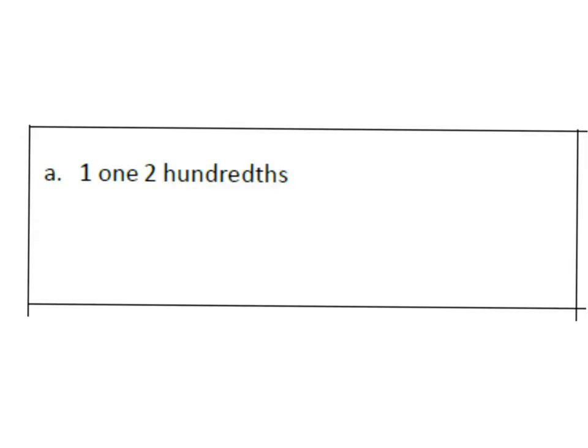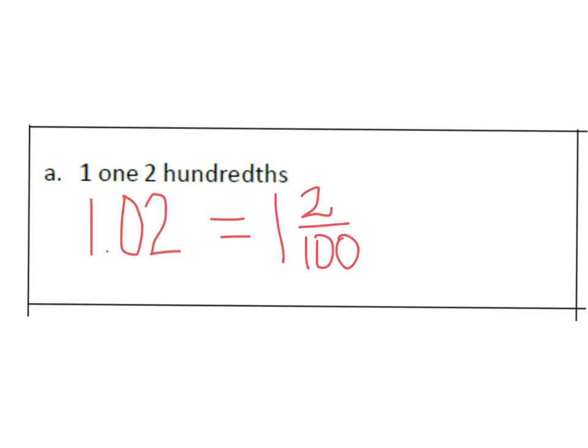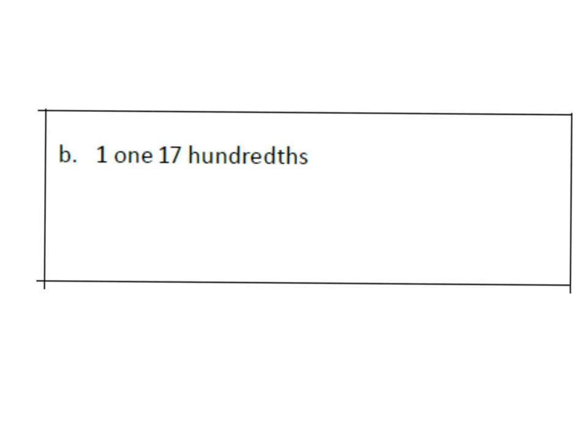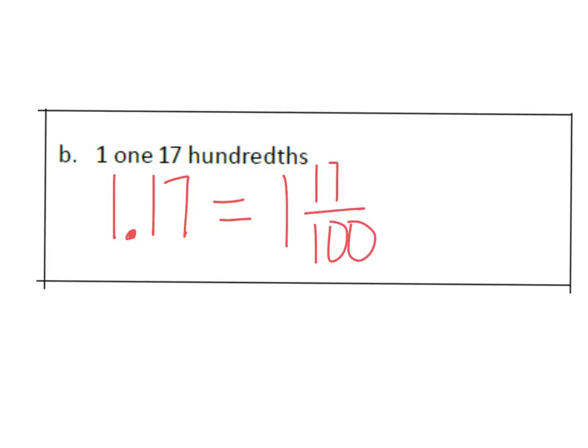Our decimal is going to be 1.02. Our fraction is going to be 1 and 2 hundredths. Try letter B. Pause the video and replay when you are ready. The decimal is 1.17, and our mixed number is 1 and 17 hundredths.